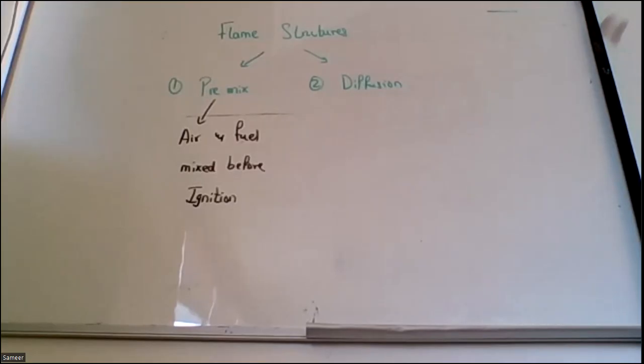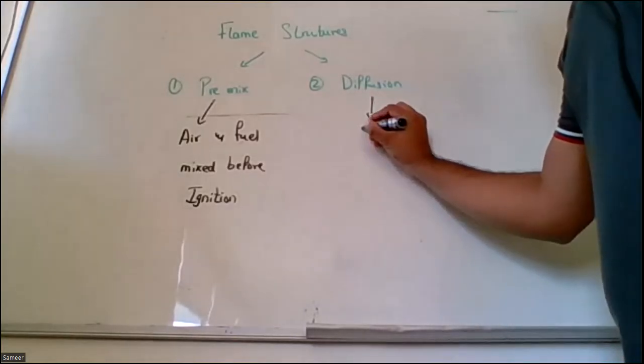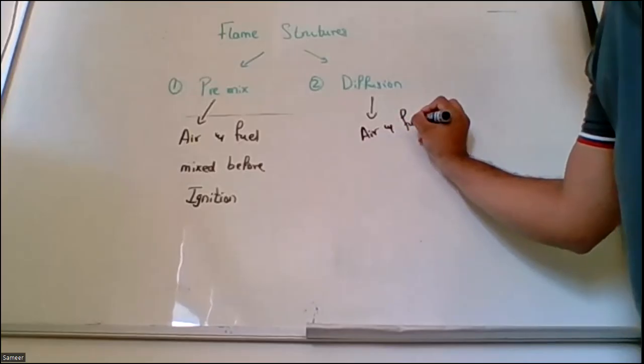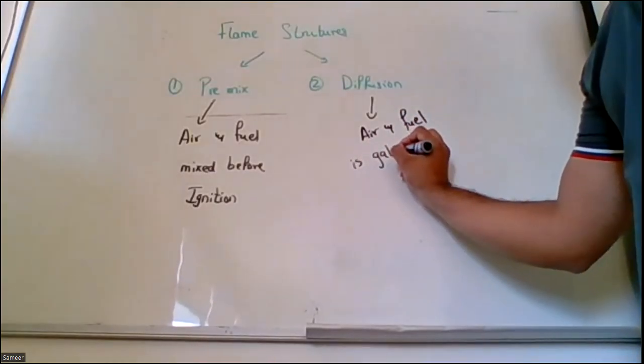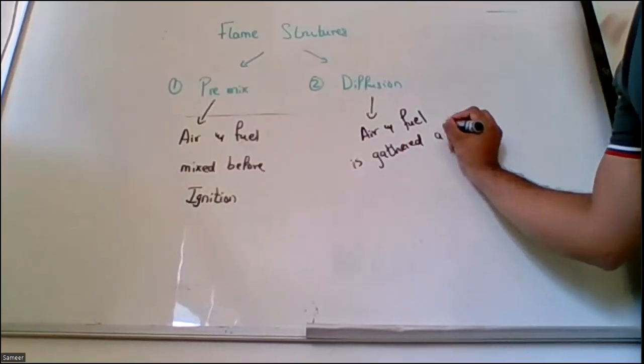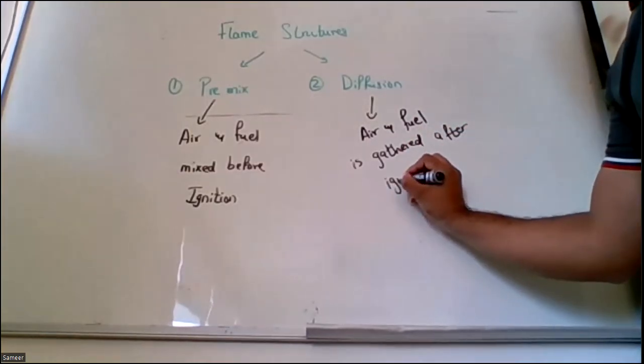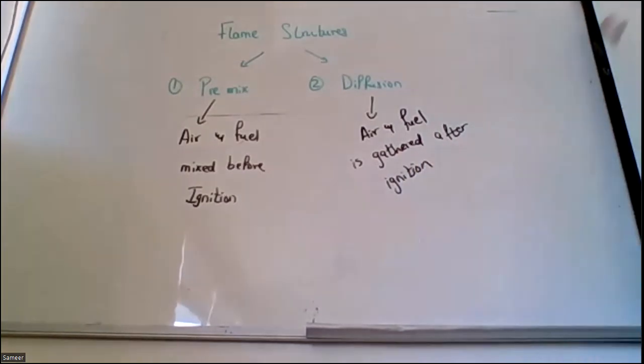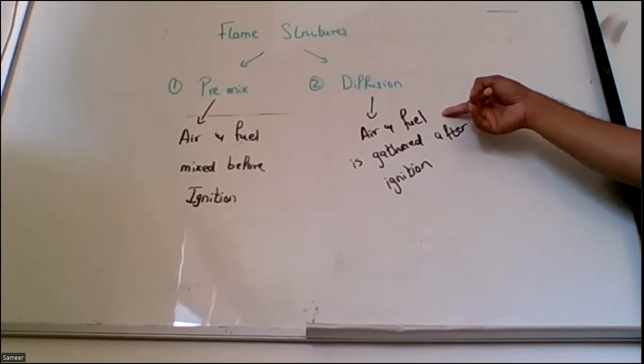In diffusion flames, air and fuel are gathered after ignition. They burn in the region in which they mix. For example, let's say an incidental flame has appeared. Fuel is available here, and air is unlimited, so I cannot remove air. Even removing air from the environment is not possible for me. So the only way I can control the diffusion flame is by interacting with the fuel.